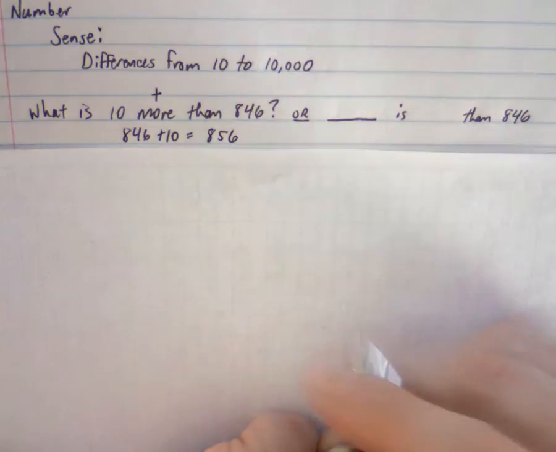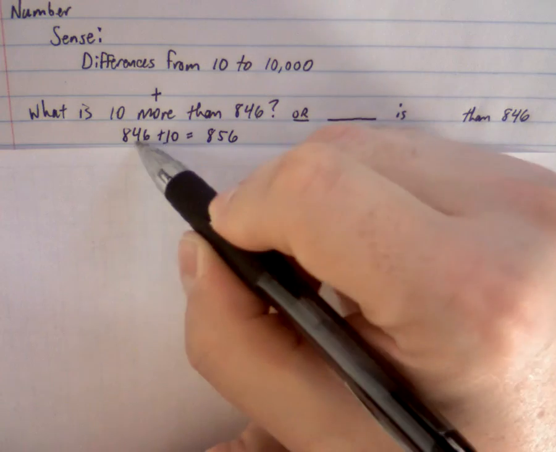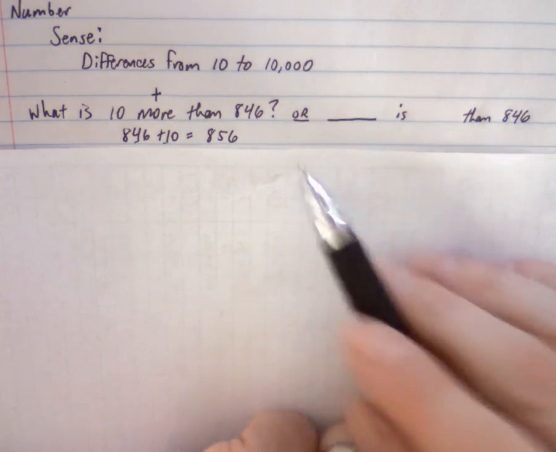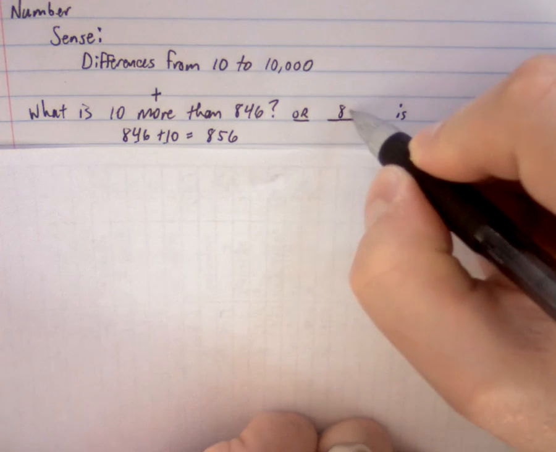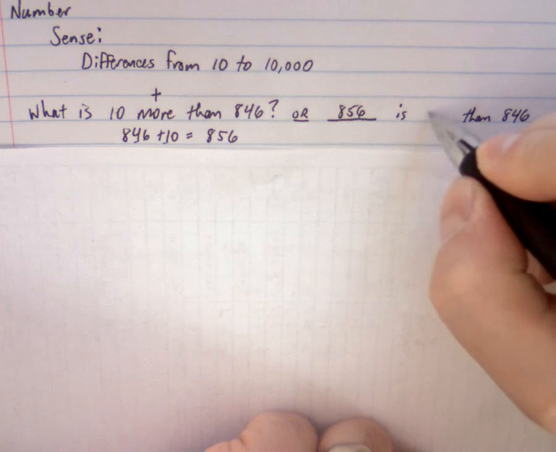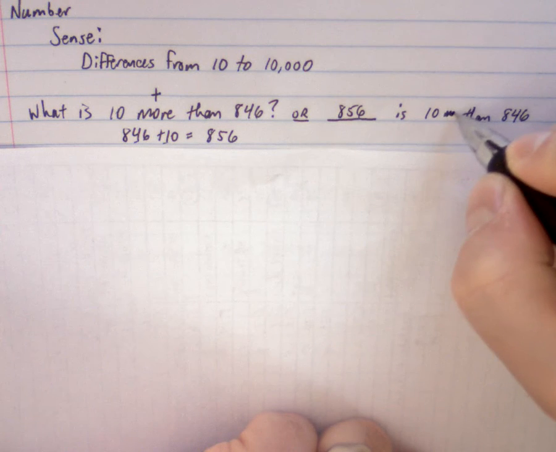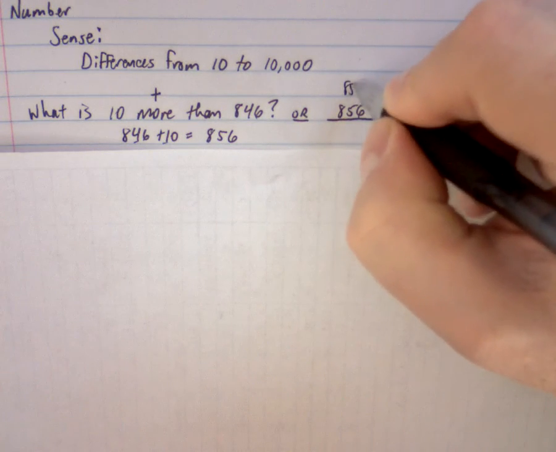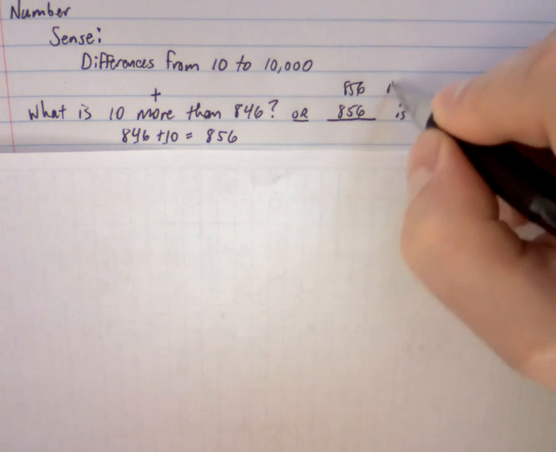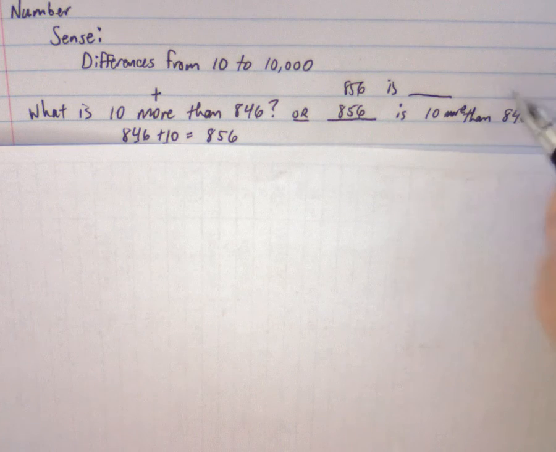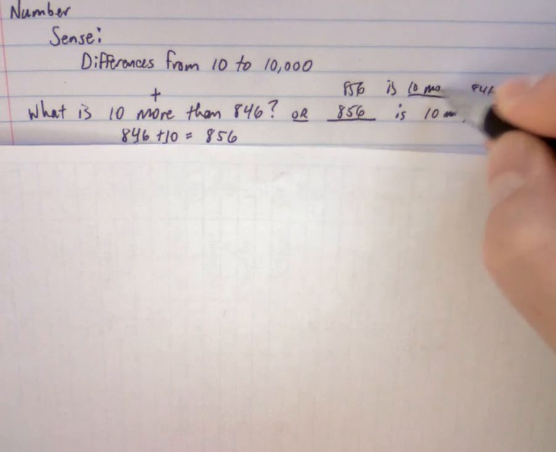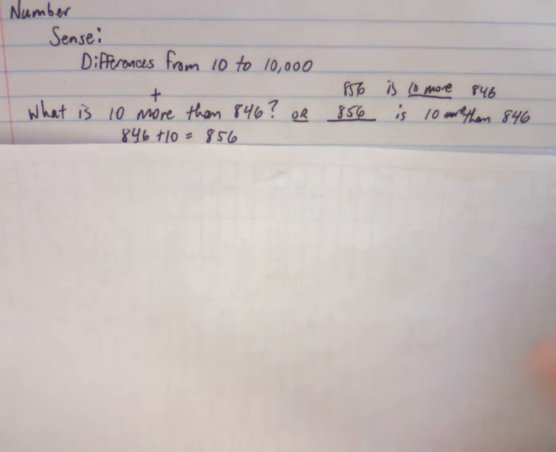856. Okay, I'm just adding the 10s together. 1 plus 4 is 5. So what we can say is 856 is 10 more than 846. You're going to see in your book something like 856 is, and it's going to have a blank, 846, and you need to fill in 10 more, or whatever it says in the question.